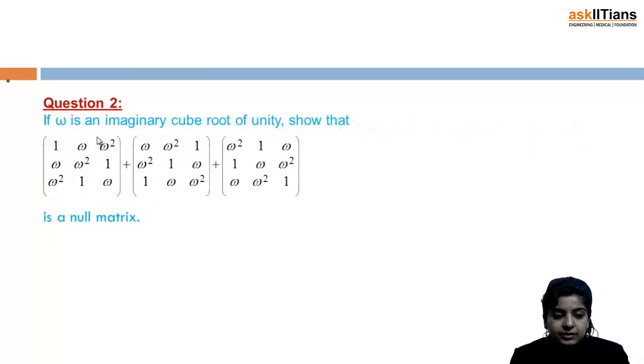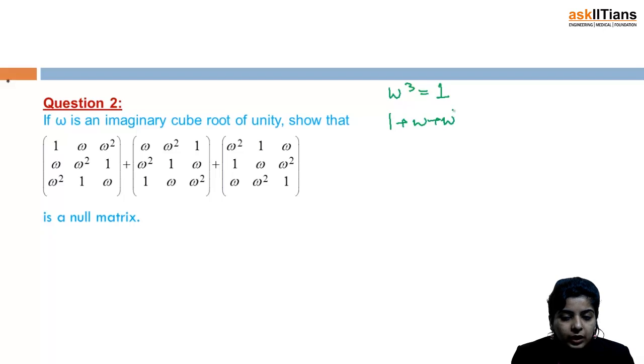Okay, second question says, if omega is an imaginary cube root of unity, we need to show that the addition of these three matrices is a null matrix. So if omega is a cube root of unity, we know the two properties that omega cube would be equal to 1 and 1 plus omega plus omega square is equal to 0, right? So how do we proceed in this question? We just need to add the three matrices, and as I've already told you, how do we add the matrices? Either you add these two matrices first, or we can in fact add all the three matrices directly also, right?